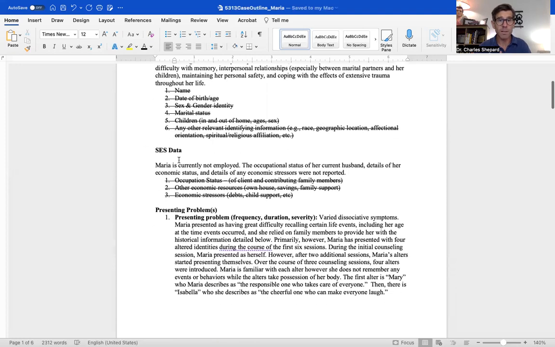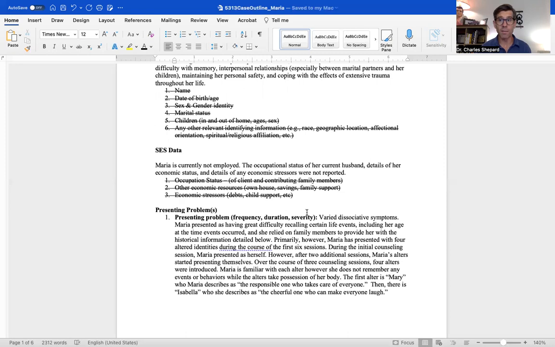The socioeconomic status data: Maria is currently not employed. The occupational status of her current husband, and details of her economic status and any economic stressors were not reported. I want to be really clear here. Do not use terms like not applicable or just omit things that are not mentioned.